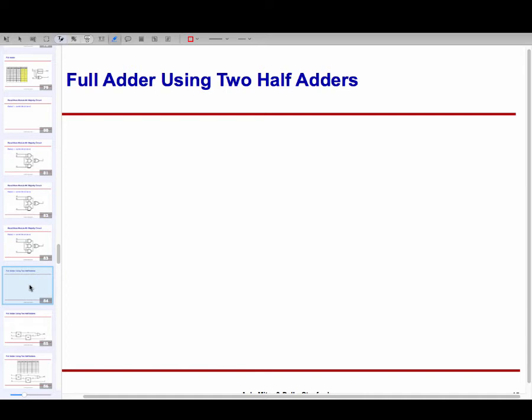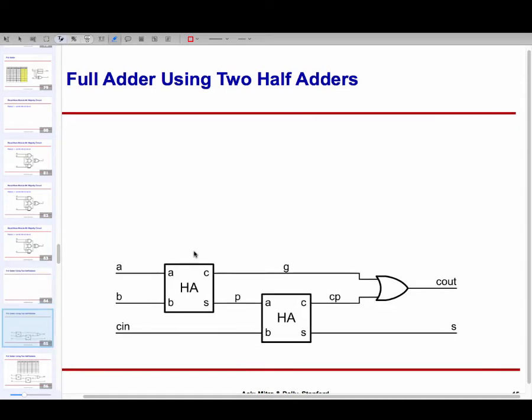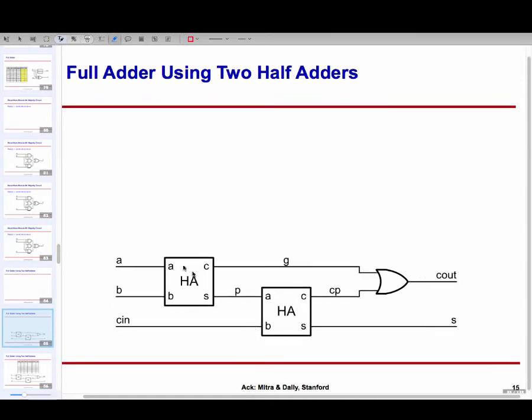So if I give you three 1-bit numbers to add, what I can do is first add two of them, get a sum, and a carry, and then I can add them together. So let's see how that will work. This is what I'm proposing. So I take A and B, I add them together using the half adder. So it will give me a carry and it's going to give me a sum bit.